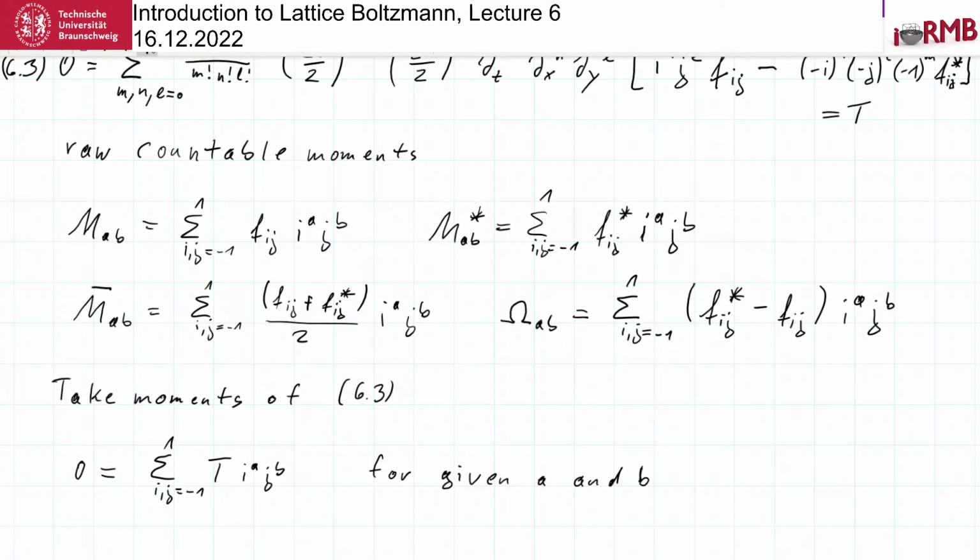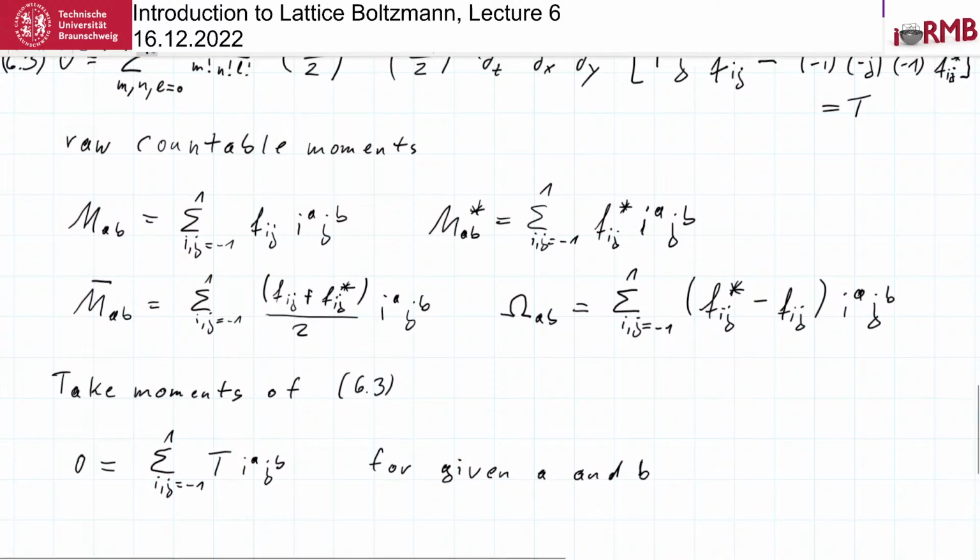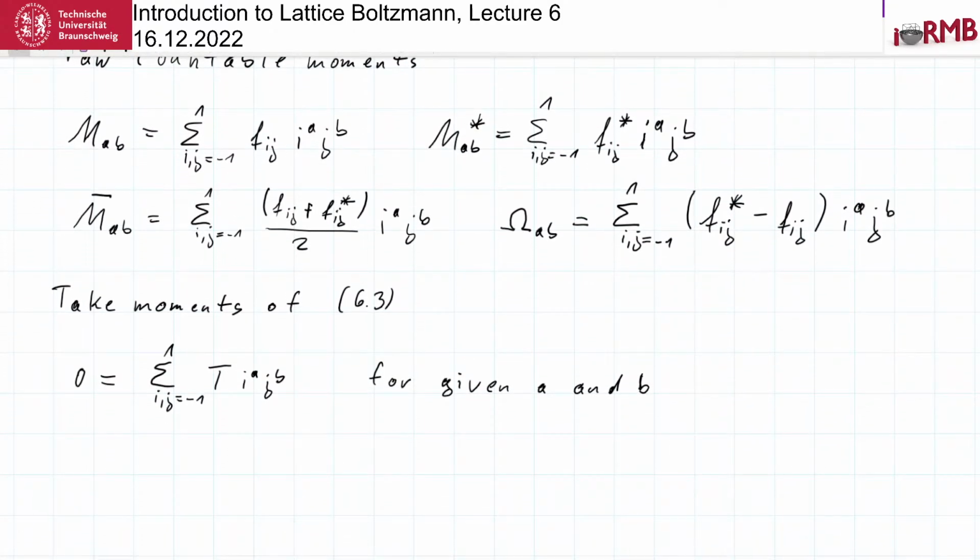For any given a and b. Okay, so what does this lead to? I need always more space. So 0 is now equal to this sum in the beginning over i, j equal to -1 to 1. And then we have, of course, our Taylor expansion again with m, n, and l equal to 0. And this goes to infinity.